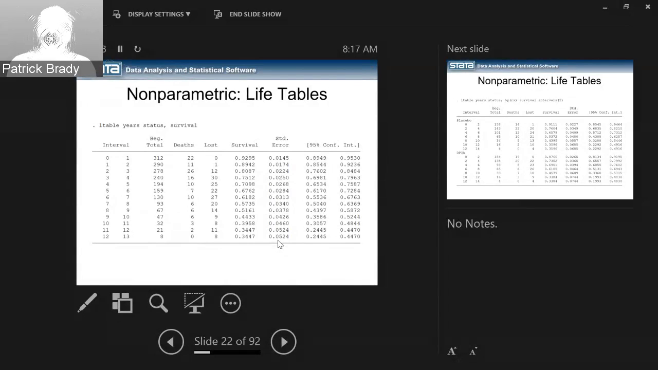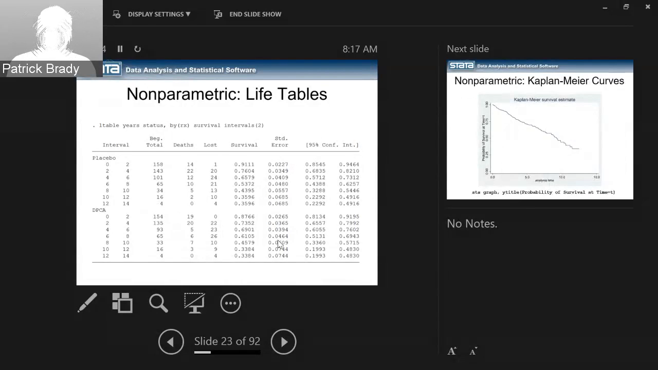So that's something that is often done and can be useful. Okay. What's even more useful is if we do this by the placebo group and the treatment group. So here we can see that in the first 2 years, 91% survived in the placebo group, 87%, 88 if you round it, survived in the treatment group. Oh, you should scratch your head. I thought the treatment was supposed to help these people survive longer.